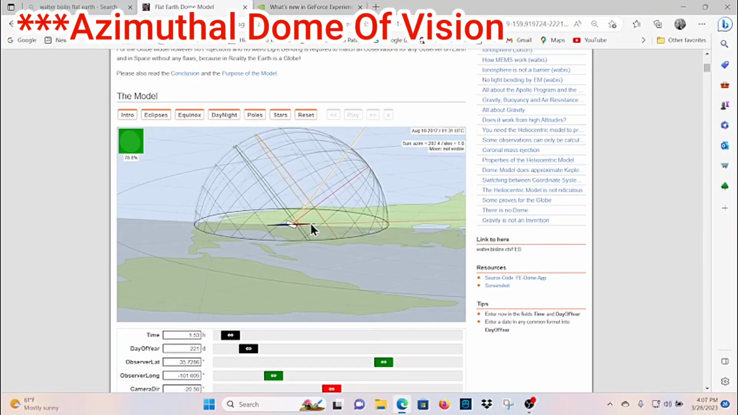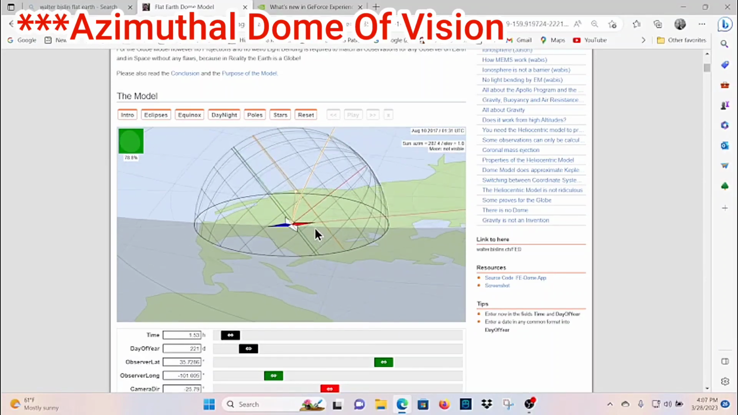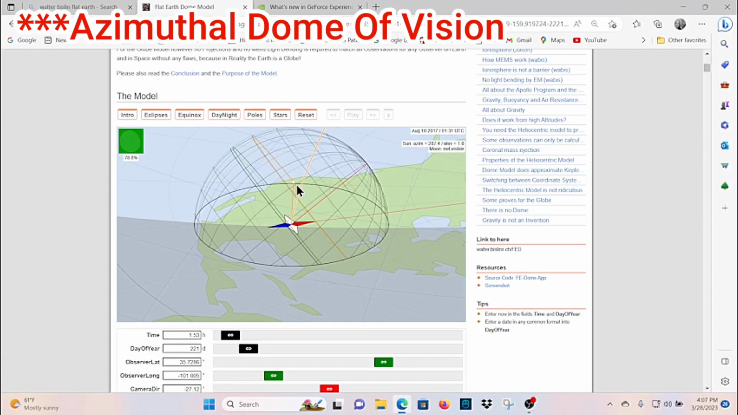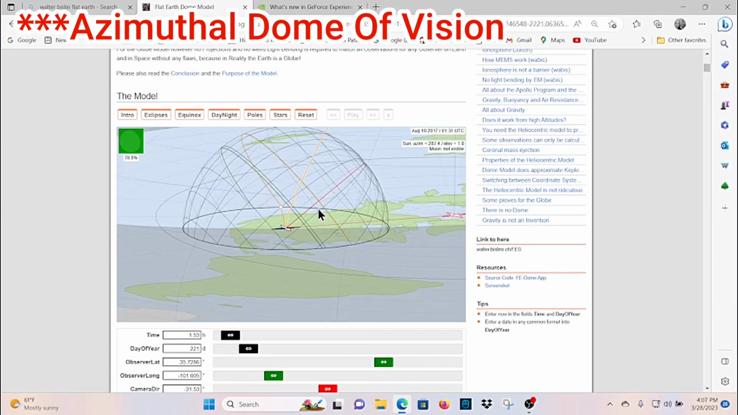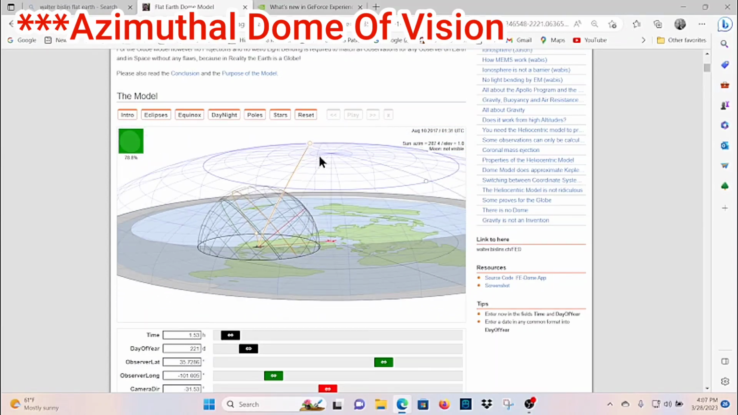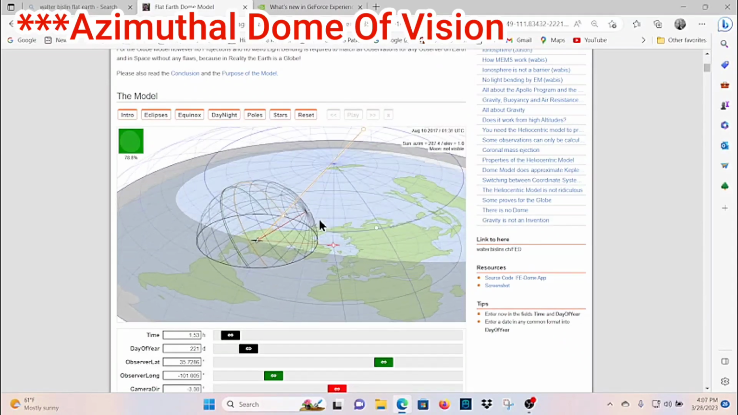Right. So for that person right there, that's the sun. That will be sunset for this person right here. The sun is setting. In reality, this is the direction we would need to see the sun setting, right? But on the flat Earth, the sun is actually way up here, right?